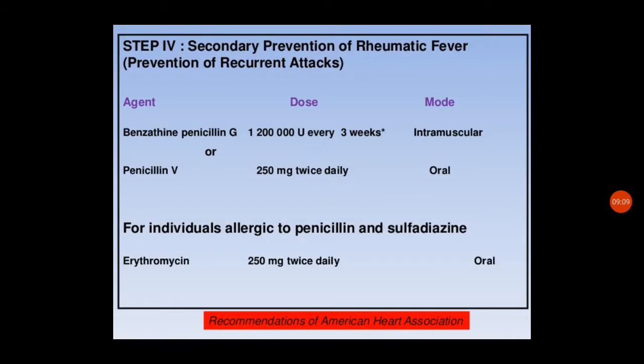Next is step 4, that is secondary prevention of rheumatic fever. Recurrent attacks can happen with rheumatic fever. So that prevention can be done with benzathine penicillin G intramuscularly, or penicillin V, 250 milligram twice a day orally. Or if the person is allergic to penicillin or sulfadiazine, we can administer erythromycin 250 milligram twice daily orally. So this is also recommended by AHA. This is step 4.